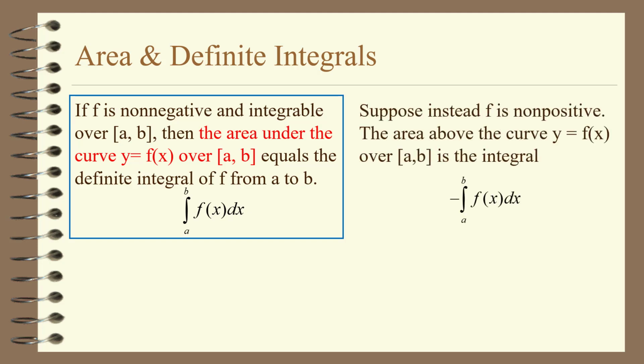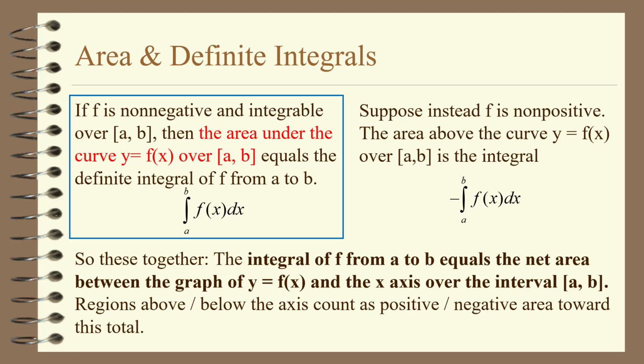Suppose instead that f is non-positive. Then the area above that curve over the interval is the integral from a to b of f of x dx, but it's the opposite of it. Putting these two things together, the integral of f from a to b will equal the net area between the graphs of y equals f of x and the x-axis over the interval from a to b. Any region above or below the axis will count as positive or negative area toward this total.